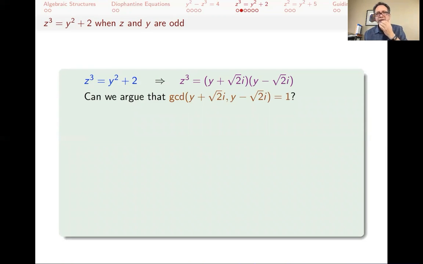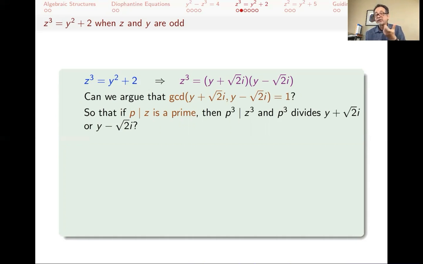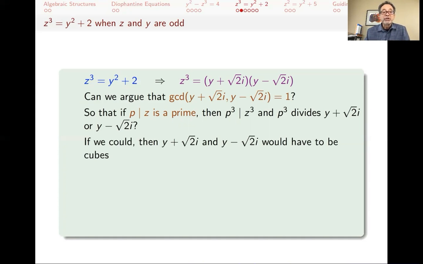Is it possible to say that the greatest common divisor of these two guys is 1? They're relatively prime in some sense. And then can we say that if p is a prime that divides z, then p cubed divides z cubed, because the factors are relatively prime? The p cubed can't have p squared in one and p in the other one. And then as a result, say that both of these have to be cubes. Can we make those arguments?